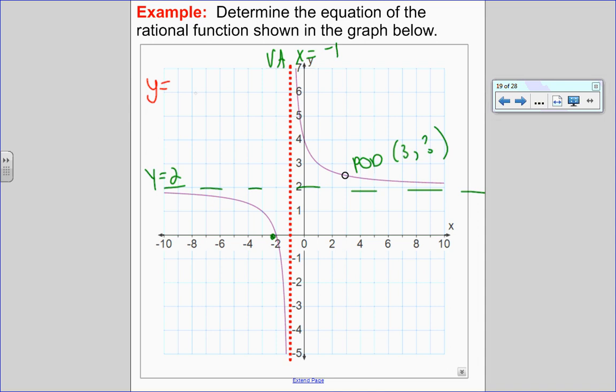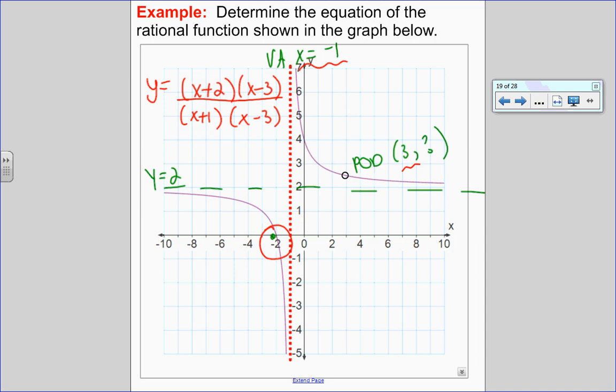Okay, so looking at this, a vertical asymptote of x equals negative 1 means I have a factor of x plus 1 in the denominator. A point of discontinuity at 3 means I have a removable or common factor of x minus 3 in the numerator and denominator. An x-intercept of negative 2 means I have a factor of x plus 2 in the numerator.